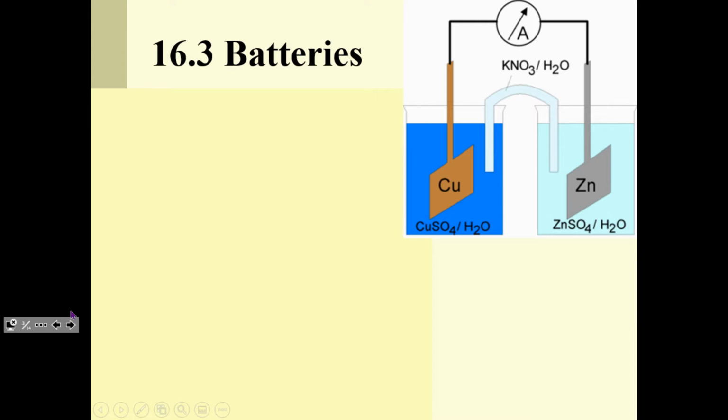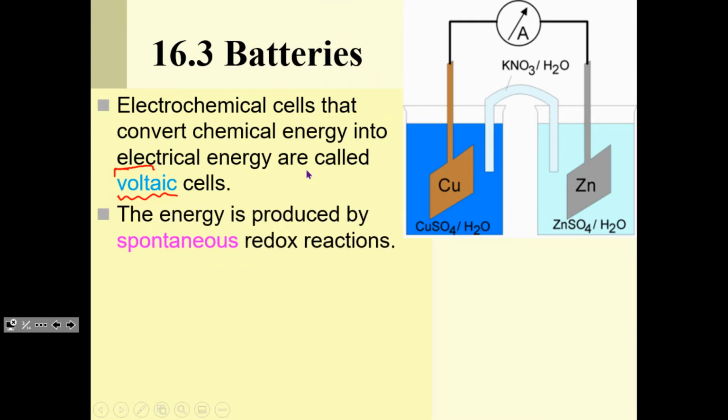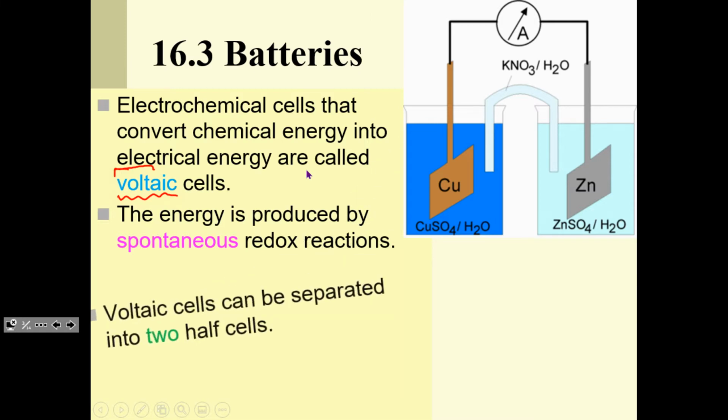So with batteries, you have two what we call half cells. So we're going to learn about those today. Electrochemical cells that convert chemical energy into electrical energy are called voltaic cells. And of course, you get the word volt from that. And voltage is something that is used in electricity to measure current. The energy is produced by what we call a spontaneous redox reaction. So this is not something that we would have to input energy into. When we have the proper chemicals, they happen on their own, spontaneously.